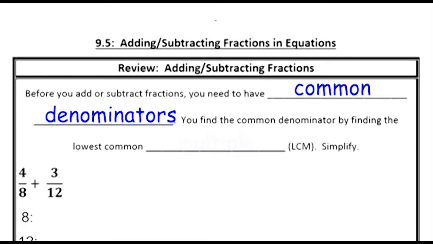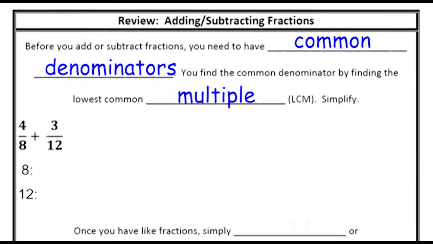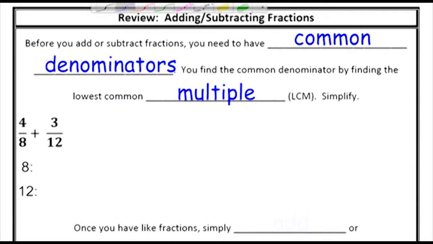You find the common denominator by finding the lowest common multiple, the LCM. Always remember to simplify when you're done with your adding or subtracting. To find our lowest common multiple, we need to find all of the multiples, or at least enough until we find the first common multiple. Think of it as skip counting.